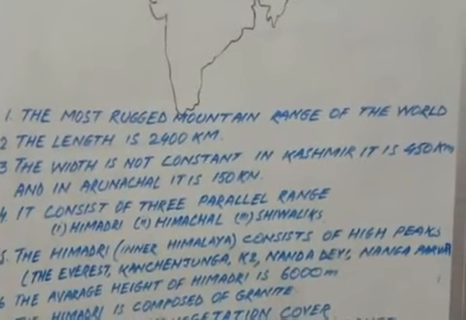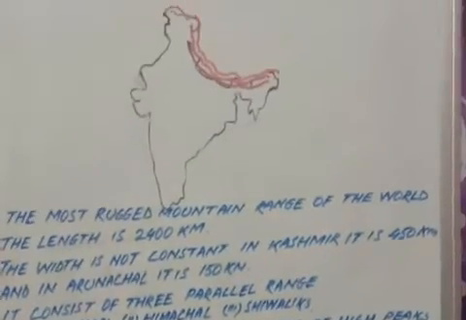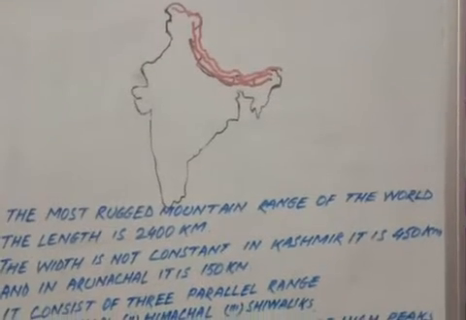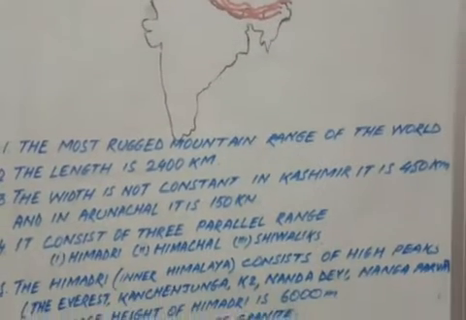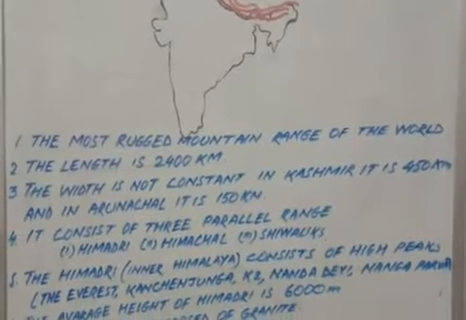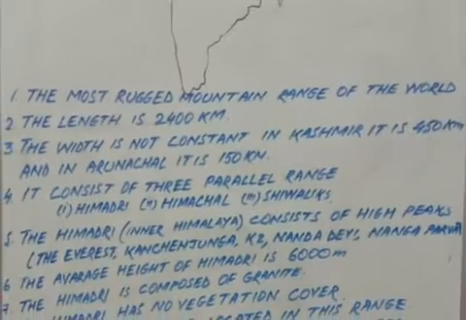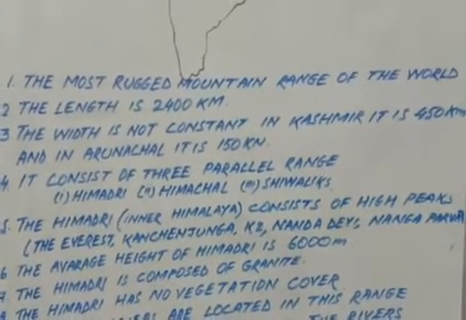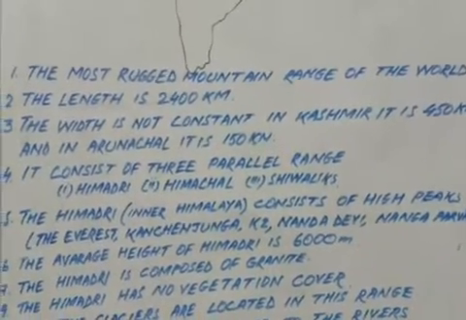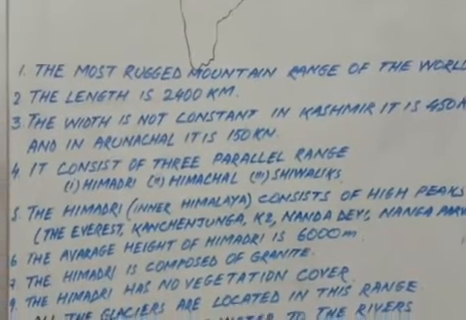It consists of three parallel ranges, as you have seen in the picture. They are the Himadri, Himachal and the Shivalik. The Himadri is the inner Himalaya. That means the northernmost is called the Himadri.